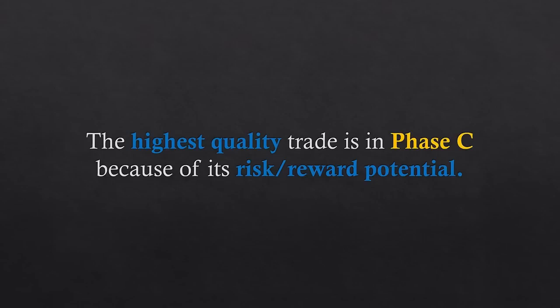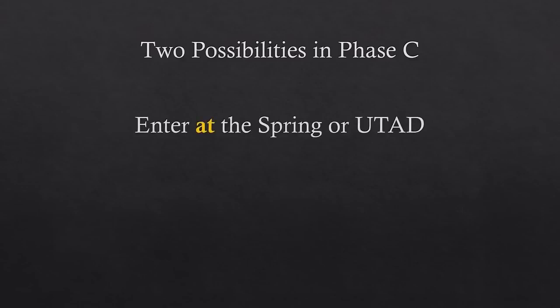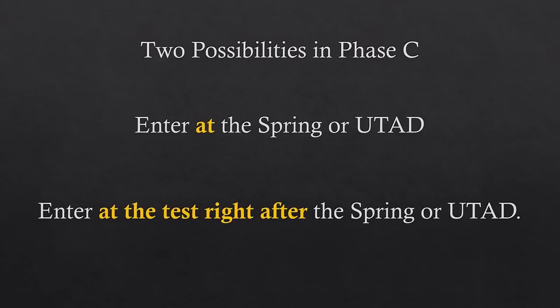Let's look at the possibilities in each of these 3 market phases. Phase C. There are mainly 2 ways of entering the trade in phase C. The trader can enter in the false breakout itself, or he can enter in the test of the false breakout, which happens right after, and it's a slightly less uncertain type of trade. In a spring, the test will be slightly above the extreme produced by the spring, and in the upthrust after distribution, the test will be slightly below the level produced by the upthrust after distribution.